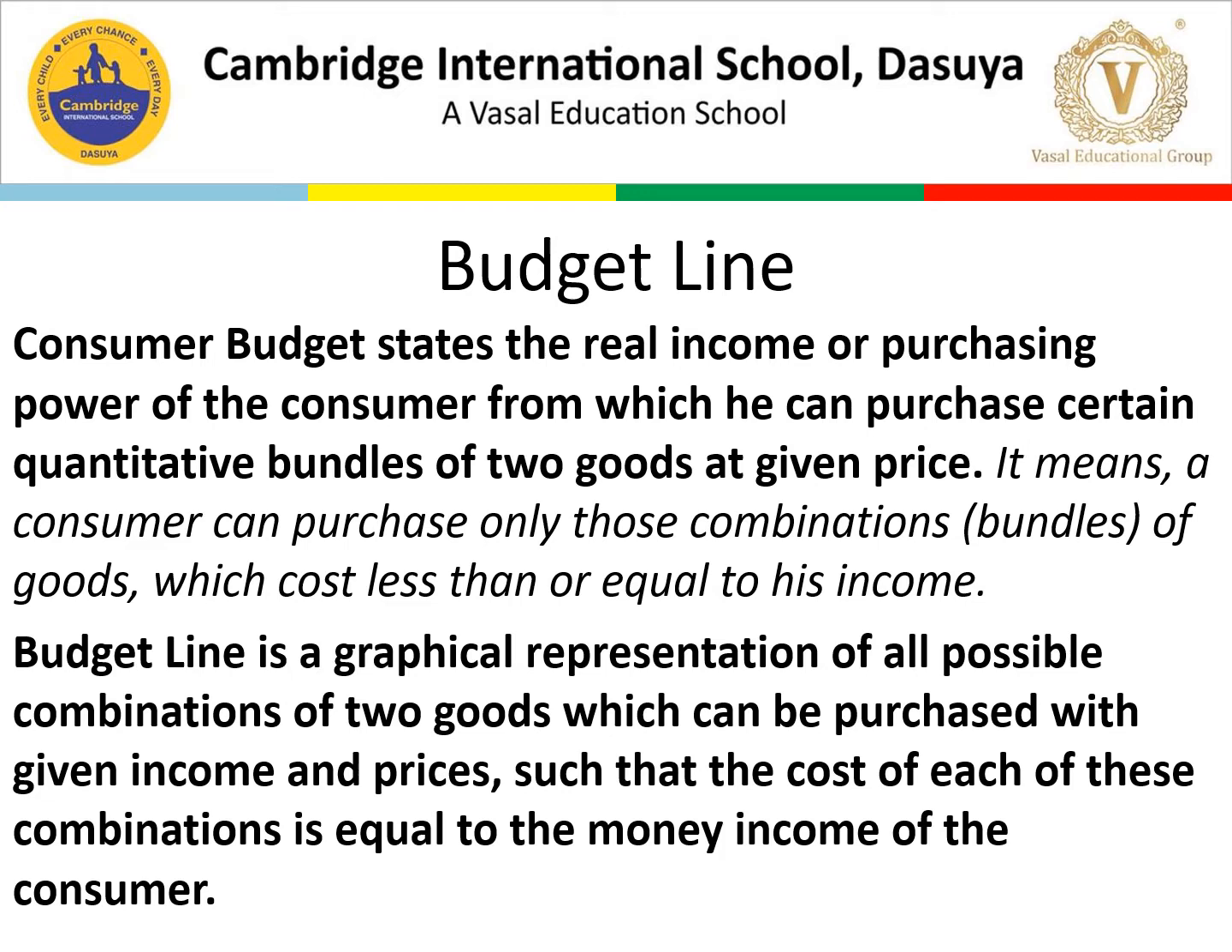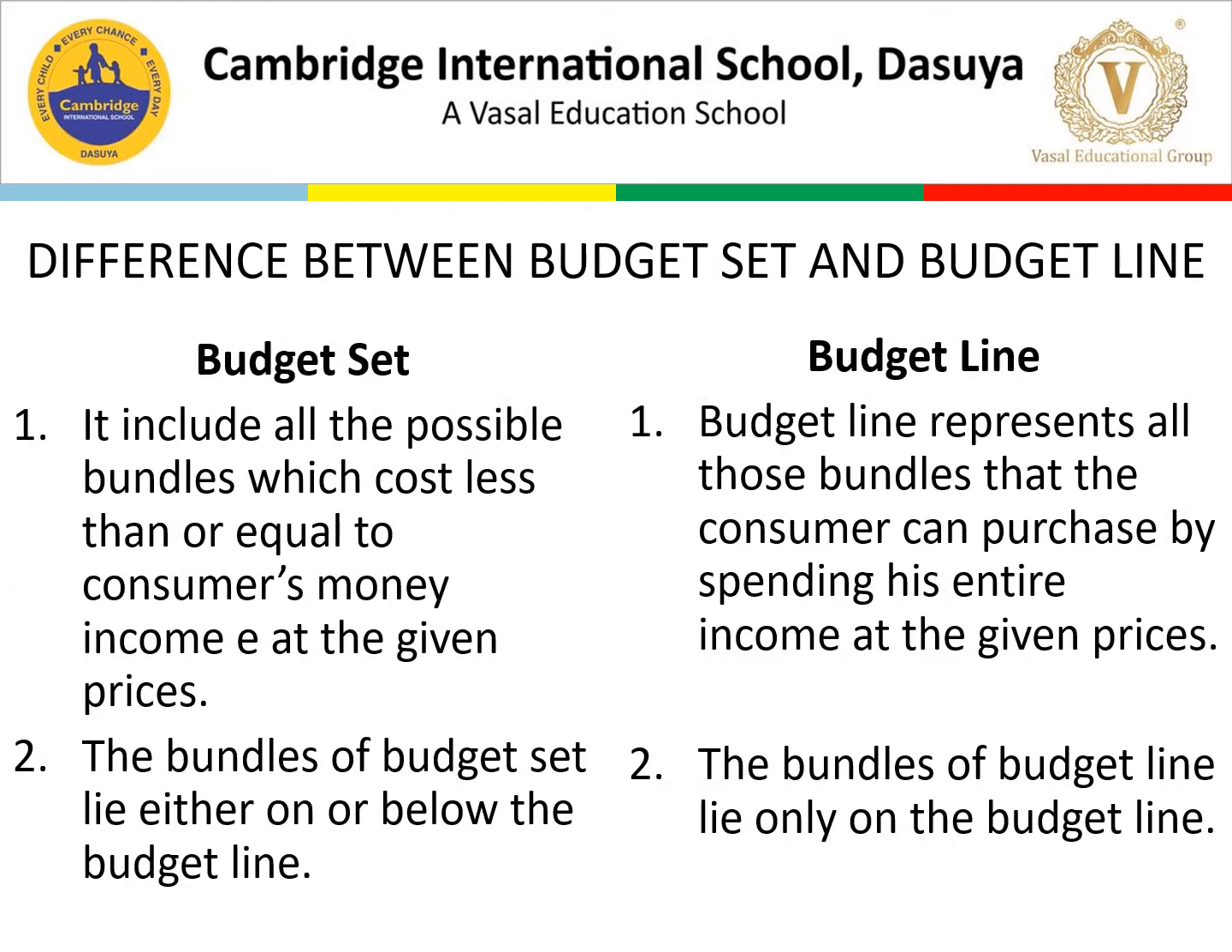So let's move on to the next topic. The next is the concept related to budget line and budget set. There are two terms, one is budget line, another is budget set. Budget line represents all those bundles that the consumer can purchase by spending his entire income at the given prices. Whatever the prices of the two goods are, if I spend my whole income on buying a combination or bundle of two goods, we call it the budget line. Next is budget set.